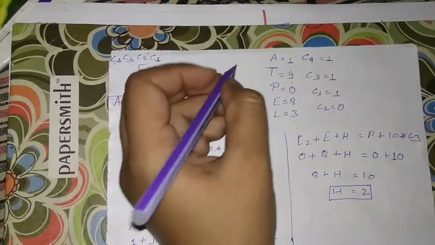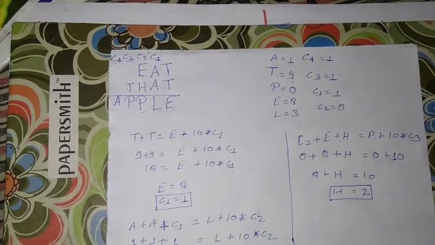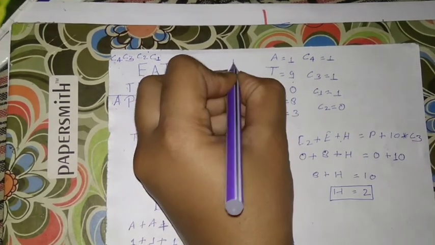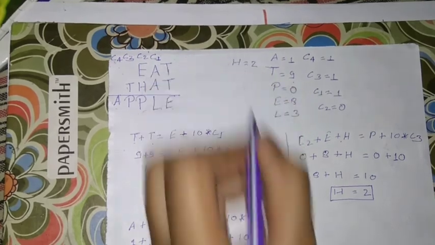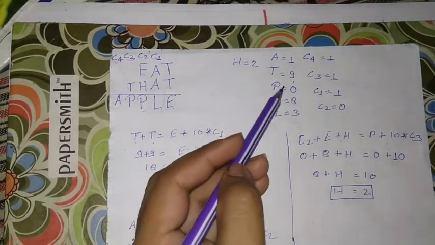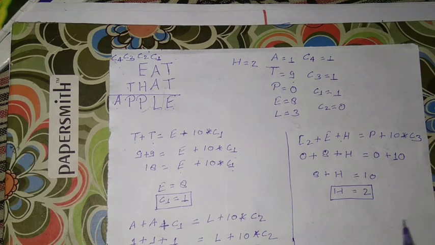Now we write here L equal to 3, the value of H equal to 2. We found all possible values for each variable.